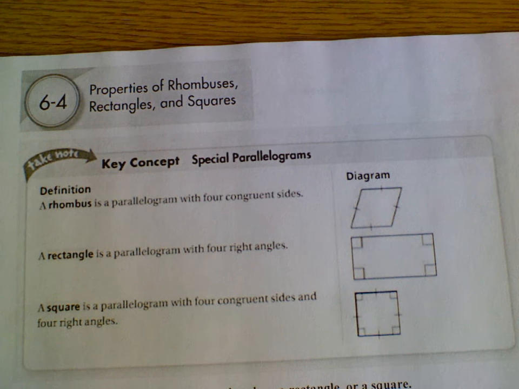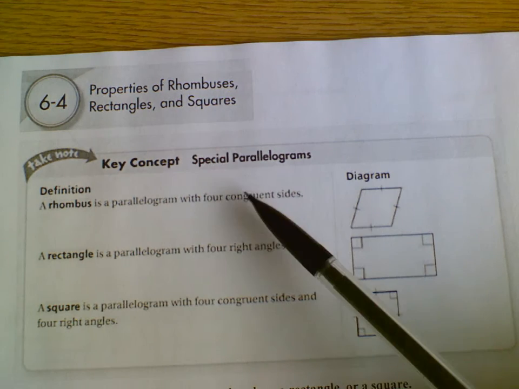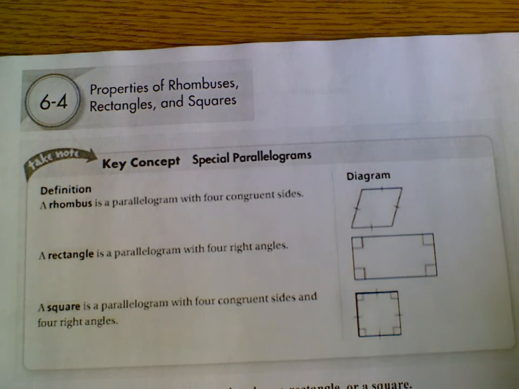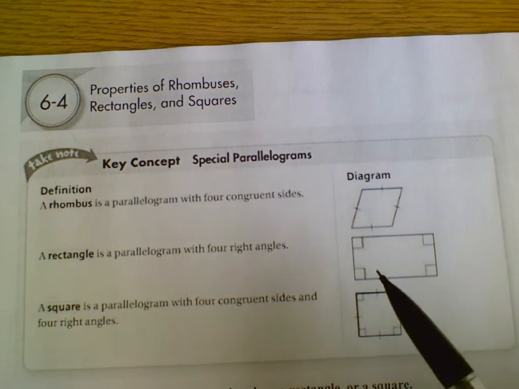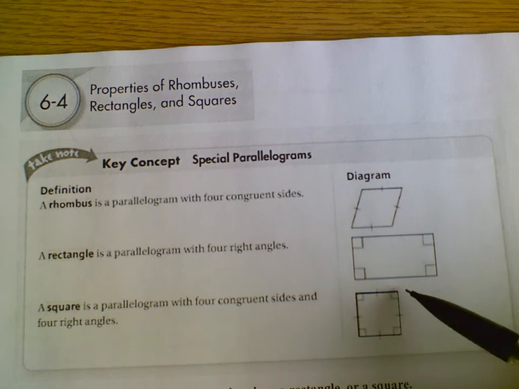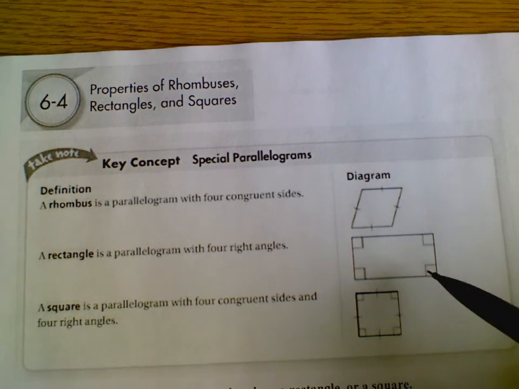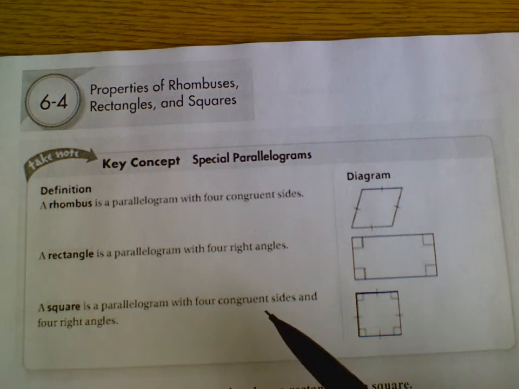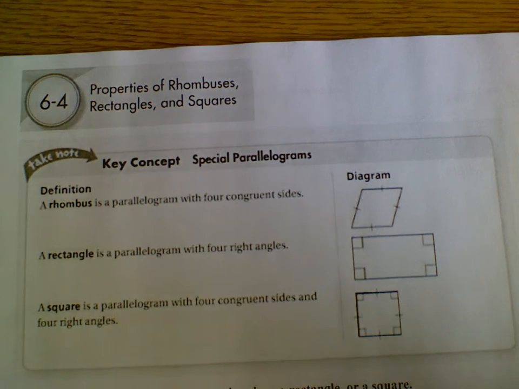So a rhombus is a parallelogram with 4 congruent sides. And notice that the heading is a special parallelogram, so all 3 of these will start with it is a parallelogram. A rectangle, which is most familiar probably with you, is a parallelogram with 4 right angles, and notice that it doesn't have the opposite sides already marked. That's because a parallelogram will have those pieces already concluded. And then last, a square is a parallelogram with 4 congruent sides and 4 right angles.